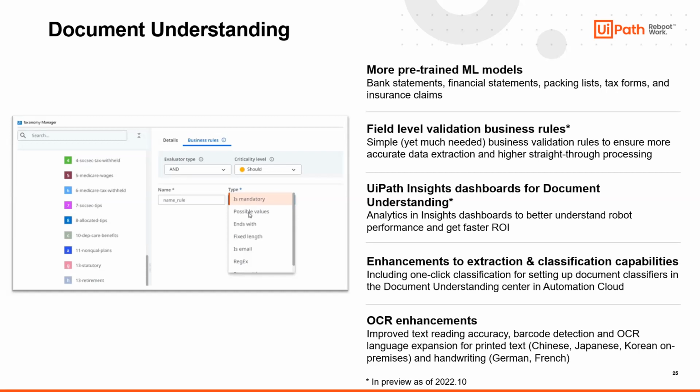And then we've improved extraction and classification as well as OCR. So we've released an OCR engine, the UiPath OCR engine, which is free for you to use, that can handle Chinese, Japanese, and Korean, as well as improved our handwriting model, which can now do German and French as well. So we're continuing to make improvements with our OCR engines so that we can improve what our customers have available to them just from our document understanding solution.